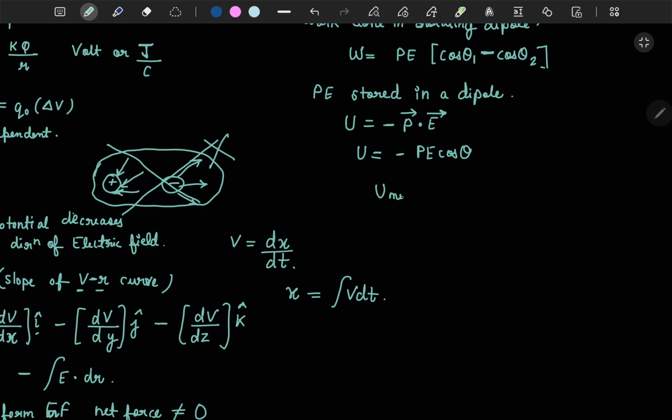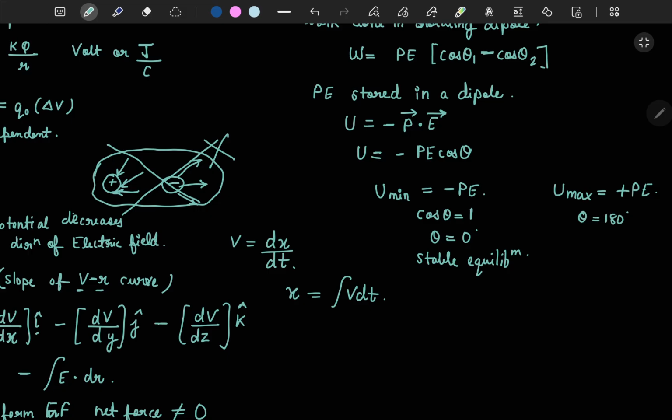Now talking about where the potential energy is minimum. Potential energy will be minimum, minus pE, when cos theta is equal to 1, so theta is equal to 0 degree. So potential energy is minimum, so it is stable equilibrium. Moving ahead, what will be the maximum potential energy? It will be plus pE when theta is equal to 180 degree, so cos theta is equal to minus 1. It will give plus pE, and it will be the unstable equilibrium because the potential energy is maximum.